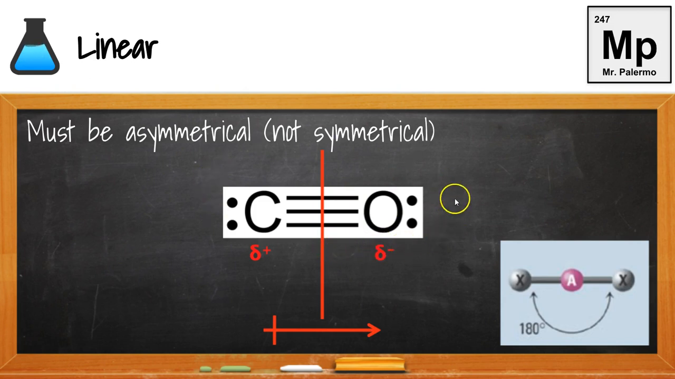Because this molecule is not symmetrical, then this whole side of the molecule, as you can see in the arrow, the electrons are being pulled this way. This whole side of the molecule is negative, and this side is positive. And so it becomes polarized. And so this is a polar molecule.